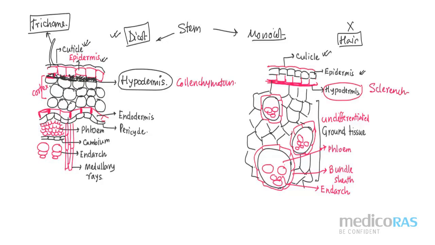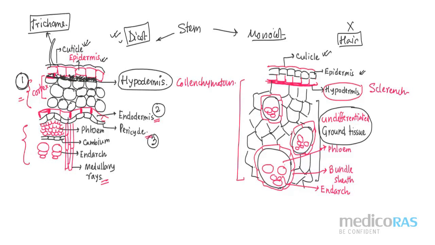You can see here that below this hypodermal area we have a distinct area for the cortex, distinct area for endodermis, pericycle, medullary rays and the vascular bundles. But here all the cells are almost same, therefore it is written as undifferentiated ground tissue. So from here we can easily describe that in case of dicot, ground tissue is differentiated into cortex, endodermis, pericycle, medullary rays as well as pith, and that pith is parenchymatous.